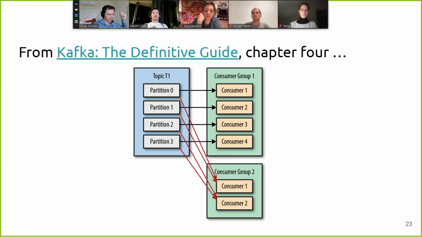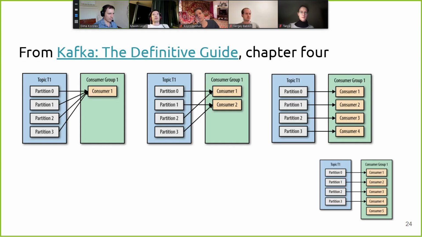If you have 4 partitions and 1 consumer, it's 4 to 1, of course. If you have 4 partitions and 2 consumers, it's most likely 2 partitions would go to one consumer, 2 would go to another consumer. If you have more consumers than partitions per topic, some will be idle. And here's the next picture. So 4 to 1, simple. 4 to 2, load balanced. 4 to 4, perfect. 4 to 5, clearly, this consumer 5 will be idle.